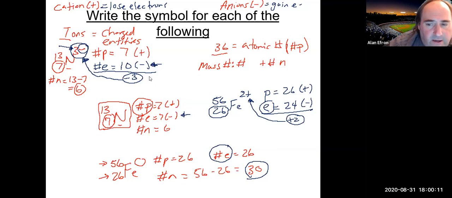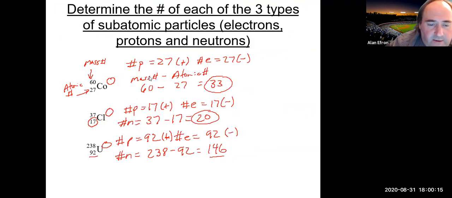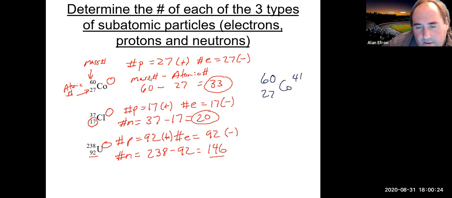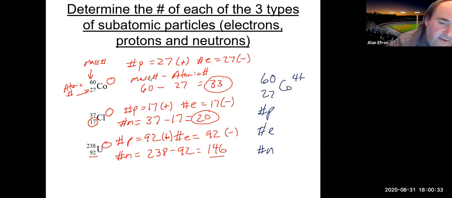Any questions on what to do with something with a charge? I'll give you one to try here. Why don't you do this one here, 60, 27, cobalt with a plus 4 charge. How many protons, how many electrons, and how many neutrons are there in this guy? So take a second and see what you come up with.